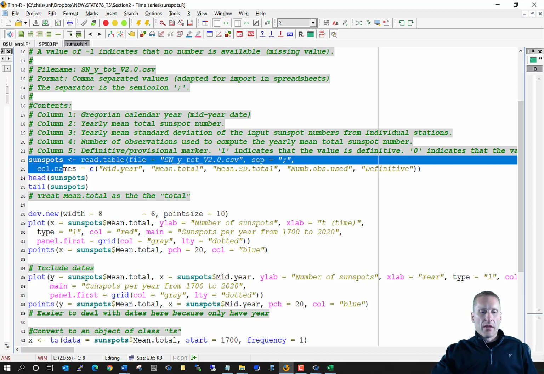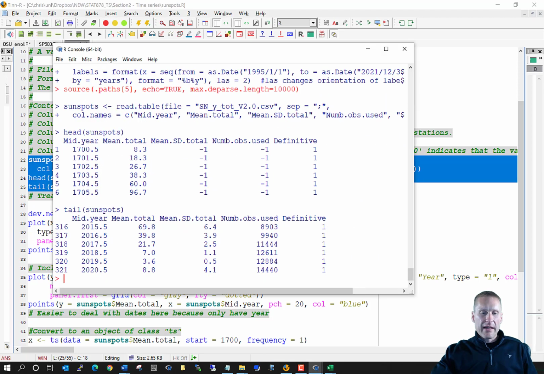So if I read this data in and take a look at it, we can see we have the number of sunspots that appear from 1700 to the year 2020. Now, notice the variable named mid.year. This is what this website did. It put a 0.5 there to say, okay, we're in the middle of the year. So essentially, let's say June 30th or July 1st of the year. That's just what they use at the website.